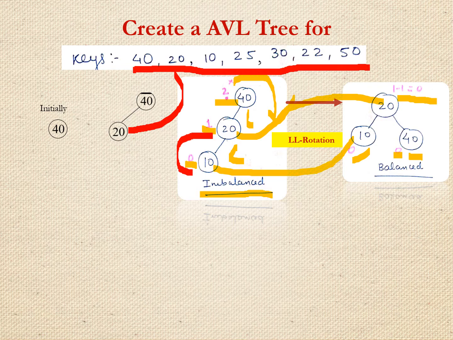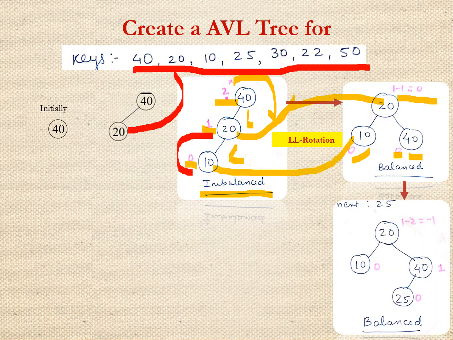Now you can proceed to the next operation. Yes, now the next element is 25. Now 25 is to be added in your tree. According to this, 25 is less than 40. So it will be added as the left child of your 40, this side. So now this is added here as 25.